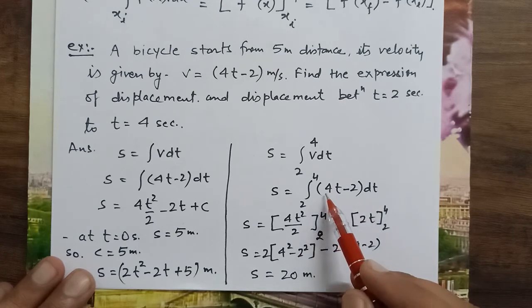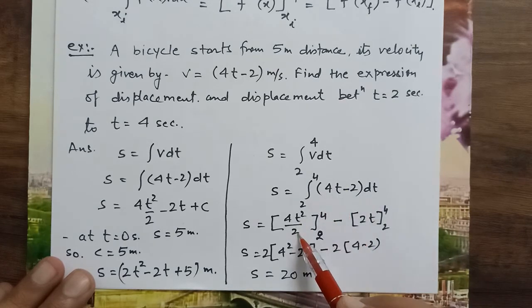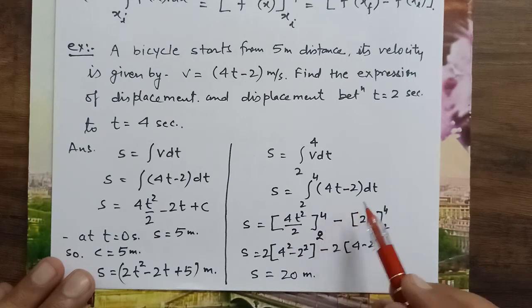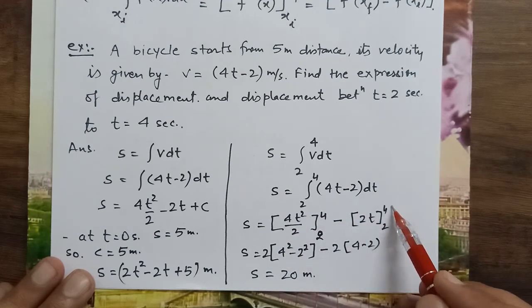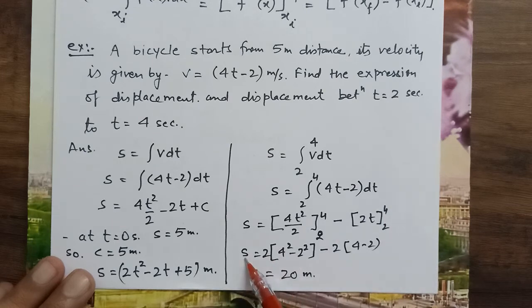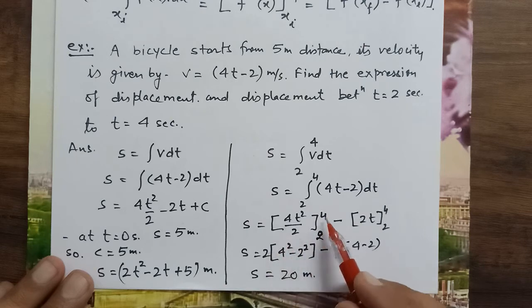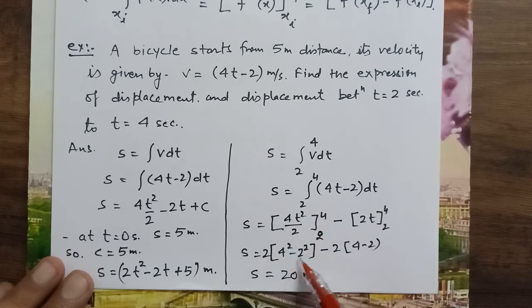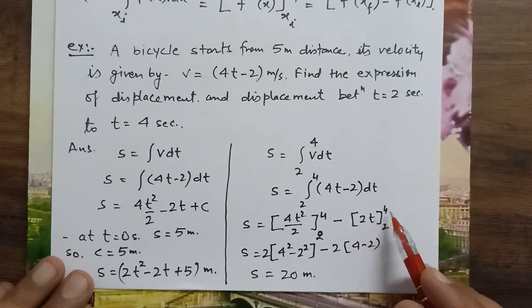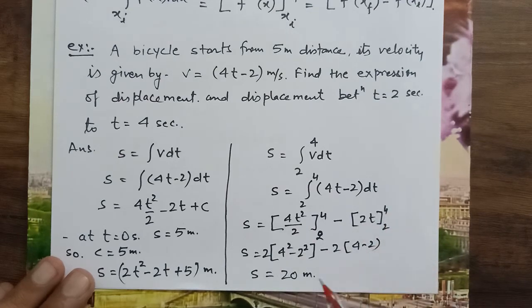We put the terms separately, like the integration of this is 4t square by 2 with lower limit and upper limit, minus 2t with lower limit and upper limit. Displacement is 2 into upper limit square minus lower limit square in place of t, minus 2 into 4 minus 2. The calculation is giving us 12 into 2, 24 minus 4, which is 20 meter.